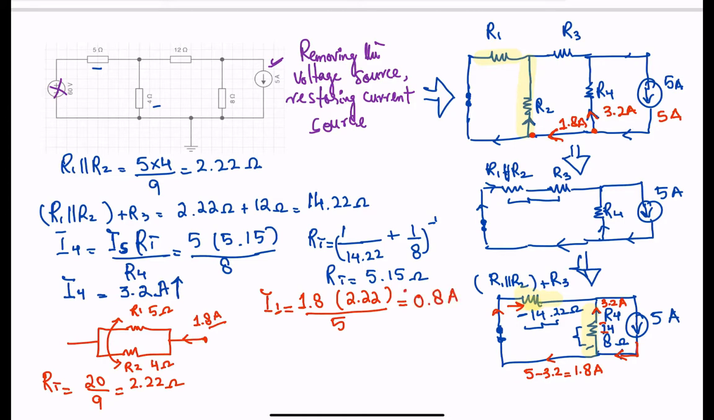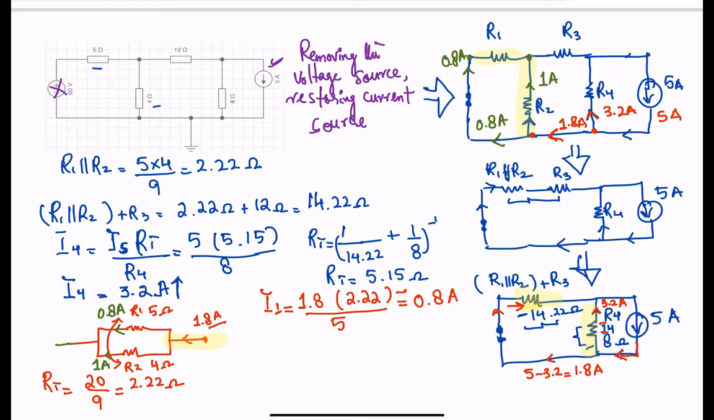I get about 0.8 amps, roughly. So if I have 1.8 amps coming in, 0.8 goes here. That means 1 amp goes over here, correct? So this right here is going to be 0.8 amps, and the current that goes through R2 is going to be 1 amp, correct?